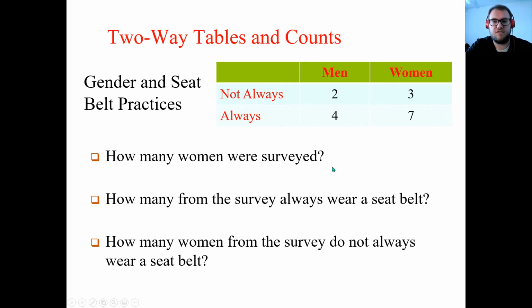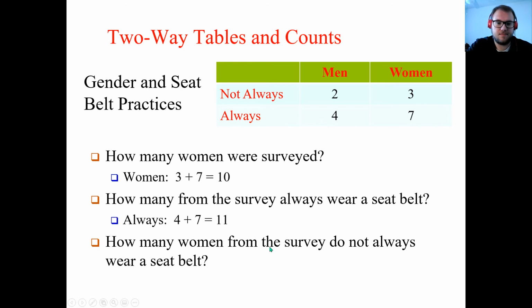So how many women were surveyed? Well, we look in this women column and add the total. So 3 plus 7 equals 10. How many from the survey always wore a seatbelt? Well, easy again, we just look at this always row, 4 plus 7, that equals 11. And how many women from the survey do not always wear a seatbelt? Well, this is really easy. We look at the women column, and then we look in the not always row, and we can see that it intersects there at 3.